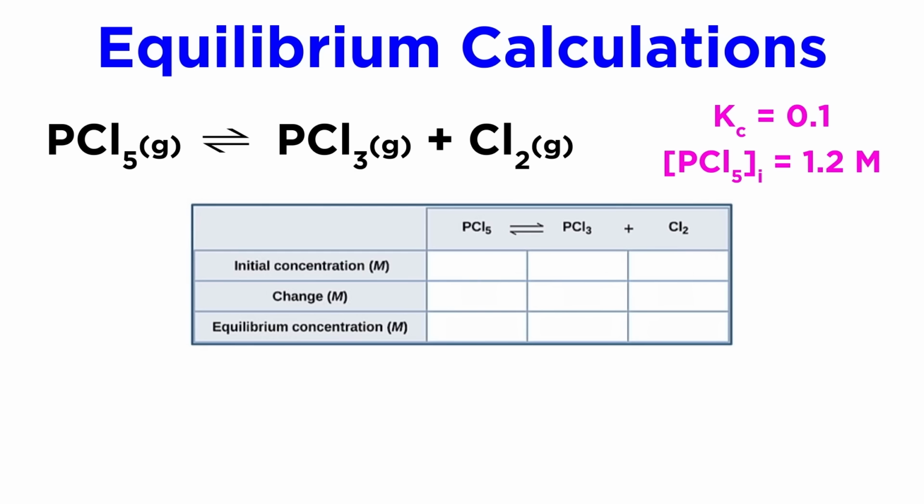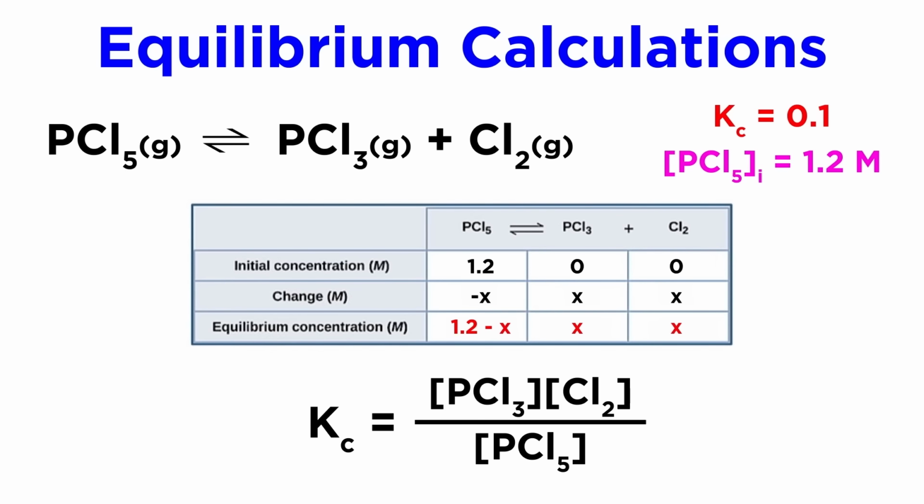Well, let's build up our icebox. We know that these are our initial concentrations. For the change in concentration, since there is only reactant to start, we will be moving in the forward direction, so PCl5 will be decreased by x, and both the products will increase by x. This is due to the stoichiometry of the equation. From these, we can write the equilibrium concentrations as follows.